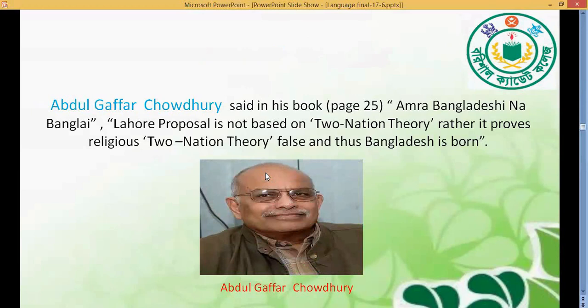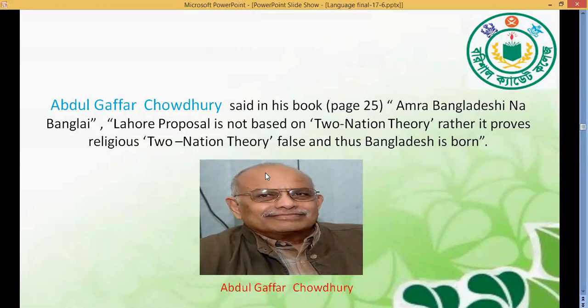Abdul Ghaffar Chaudhary said the Lahore proposal is not based on the two nations theory. Rather, it proves the religious two nations theory false. And thus, Bangladesh was born. And according to this theory, in 1947, Pakistan was created.